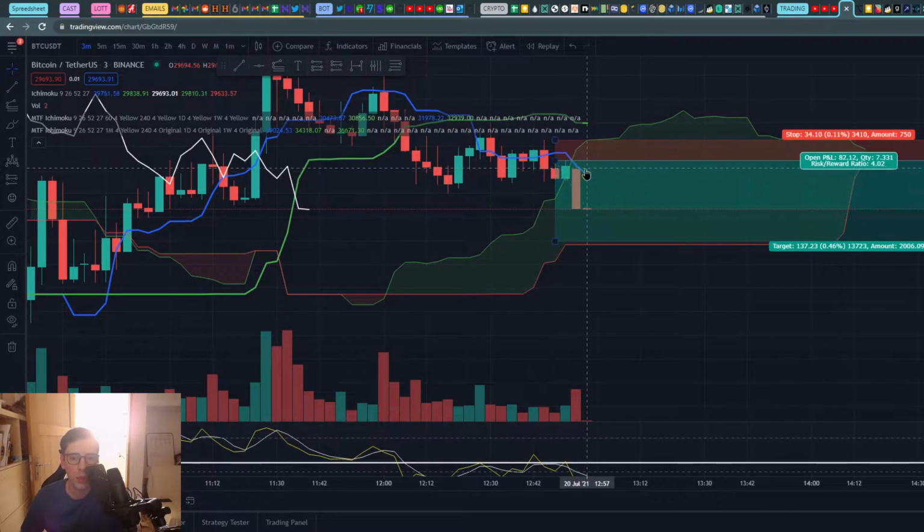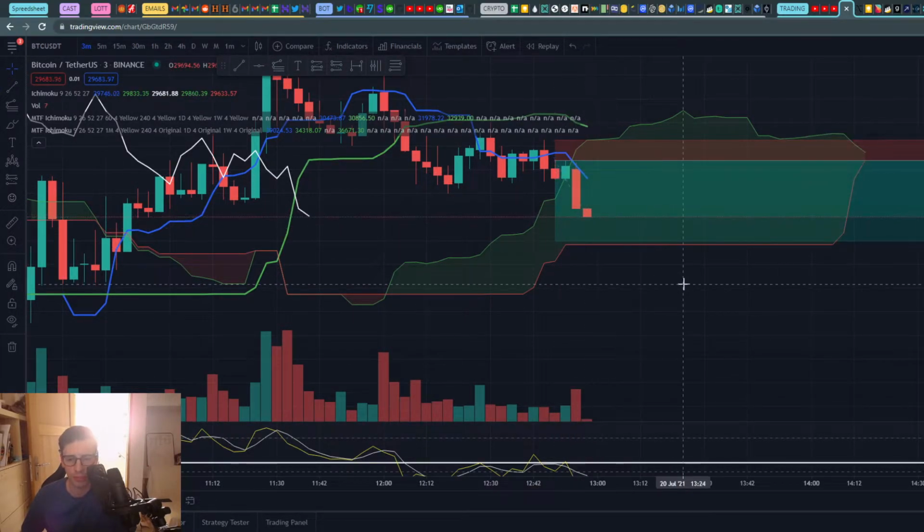3 minutes, so we close one candle. I've got 2 candles, I need another candle. So when we close this one, but you see it's going.